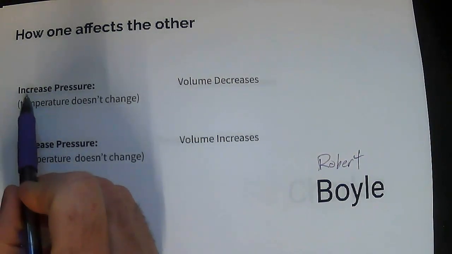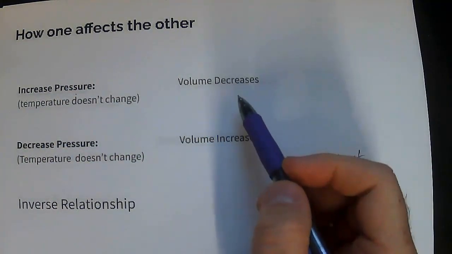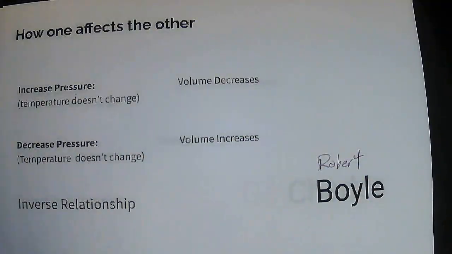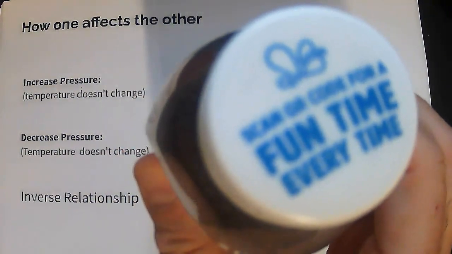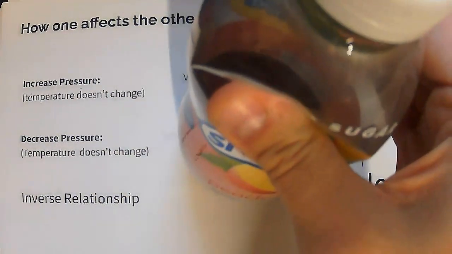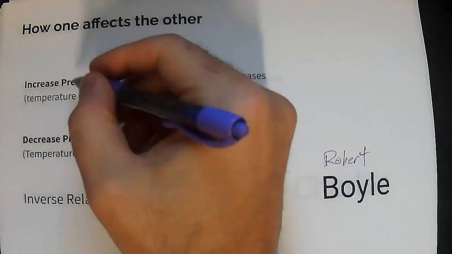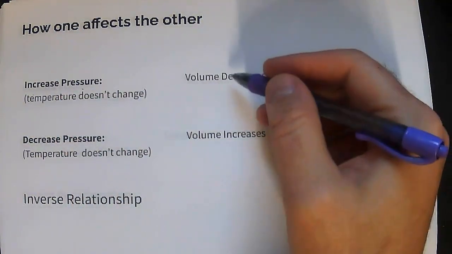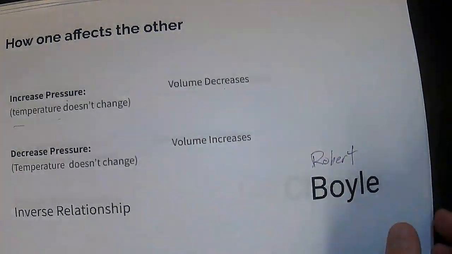So when we increase pressure, the volume decreases. So imagine, let's see, I have a Snapple bottle right here, okay? And so you can see it from the side. If I increase the pressure on this Snapple bottle, what happens to the volume? The volume goes down. I'm able to decrease the volume, okay? So increased pressure, volume decreases. And we're assuming the temperature doesn't change, okay?